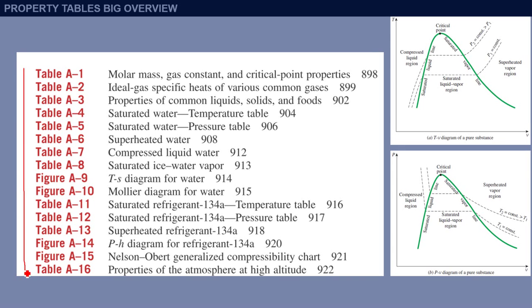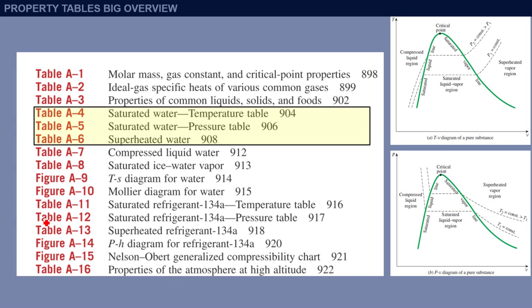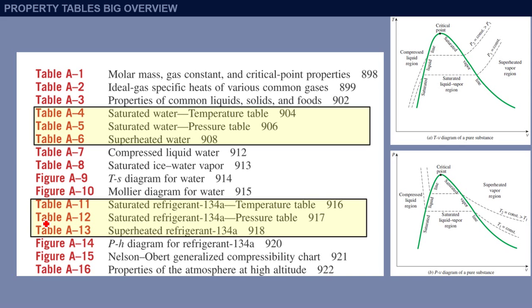If you go to the end of your textbook, you will find that there are plenty of property tables. In this lecture, we are going to focus on a few of them, and I have highlighted the property tables that we are going to focus on. Basically, there are two liquids that we are going to encounter again and again in this series of lectures, that is water and refrigerant 134A.